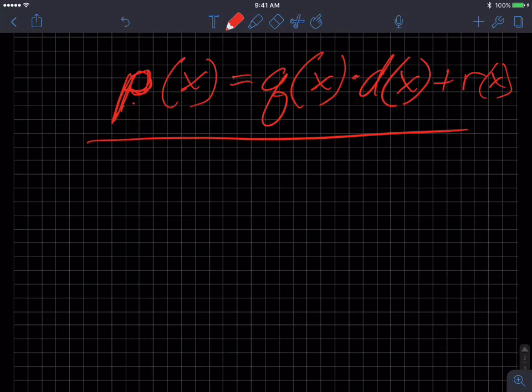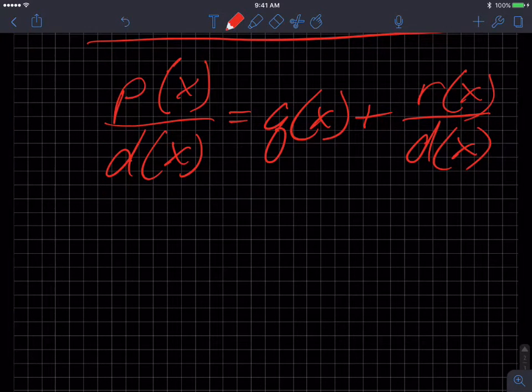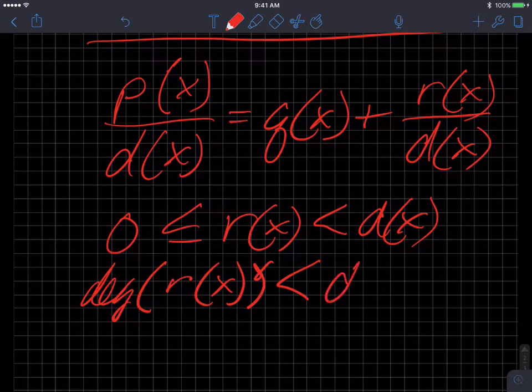So keeping that in mind, if I take this whole equation and divide it by d of x, on the left-hand side, I'm going to get that. That's going to leave me with just the quotient plus the remainder divided by the divisor. And the same things apply. In the same way, your r of x has to be less than d of x, and we're really talking about degree now. So when I say that, I mean the degree of r must be less than the degree of d. And of course, that has to be greater than or equal to 0.